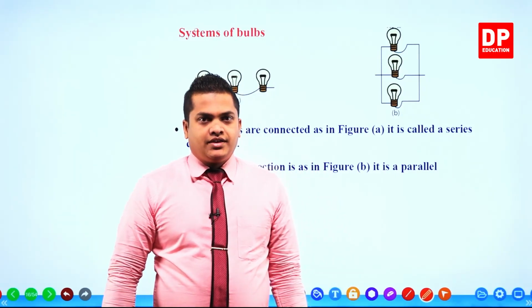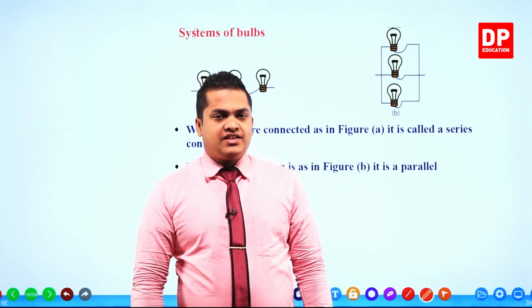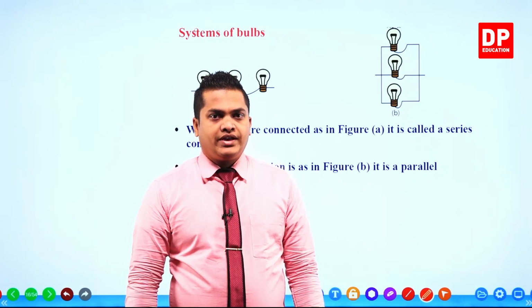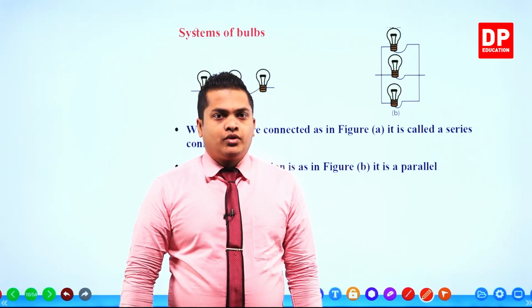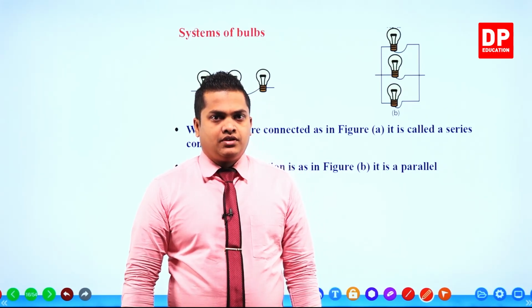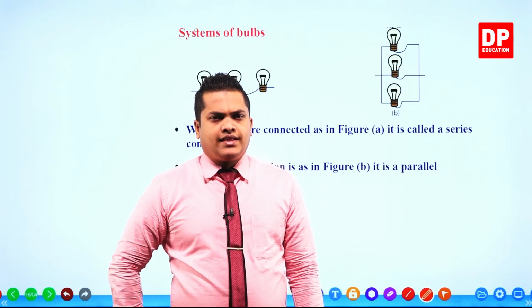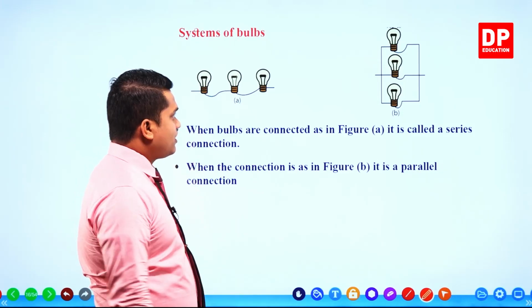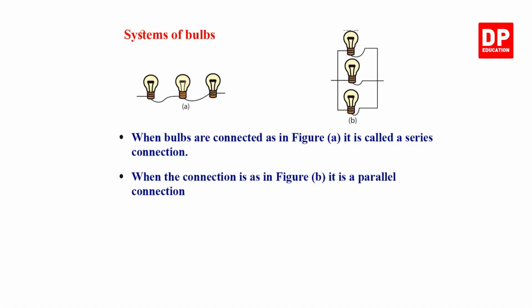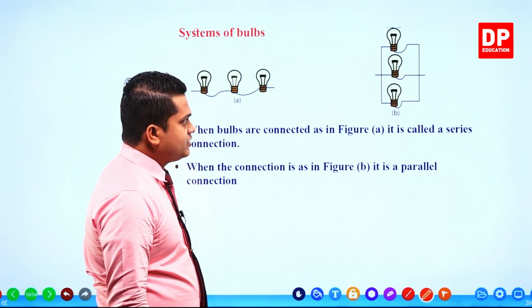Okay, my dear children, in the earlier chapter we discussed how to interconnect several cells. Now in this chapter we'll be observing how to interconnect several bulbs together. You know that the two types of connections that can be observed are parallel or series. Those are the two types of connections that we can observe. Here the systems of bulbs are given. Like in the earlier case, two figures are given to you. Observe the two figures very carefully.